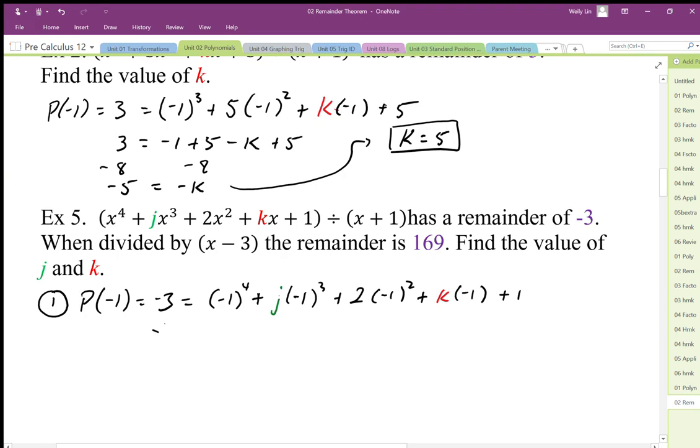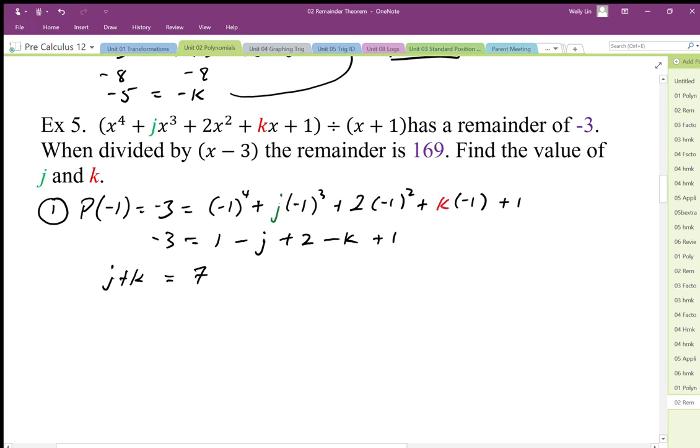I'm just going to simplify this. So I end up with 1 minus j plus 2 minus k plus 1. I'm going to move the j and k onto this side, so I get j plus k. And on this side, I'm going to have 1 plus 2 plus 1 is 4, plus the 3 is 7. So there's one equation. So that's equation 1. So I need to generate one more equation to be able to solve this system of equations.